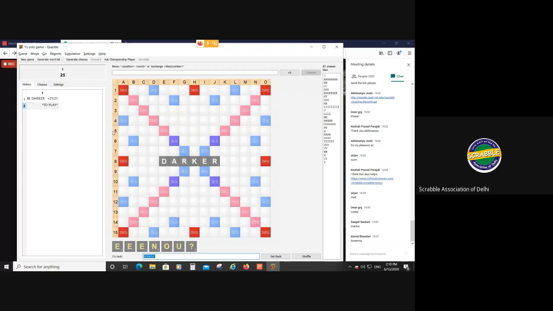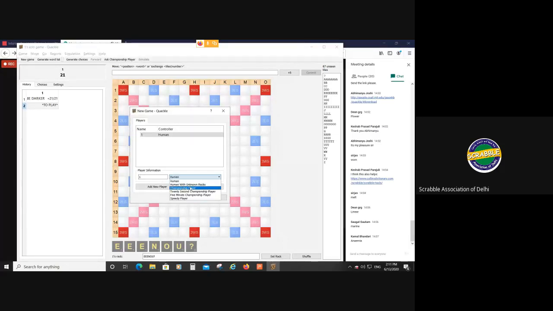So this option I also have. I also have another option where I can play against the computer. I also have another option where I can play against the championship player. A championship player means it is basically the computer but very high level. Speedy player, again computer. All the last four options are computer. So you can even play against the computer if you don't want to play against yourself or against another human being.